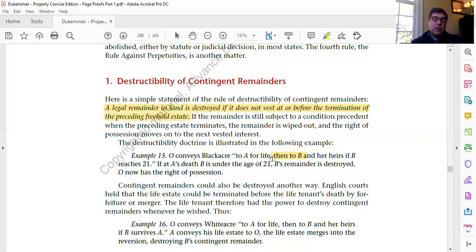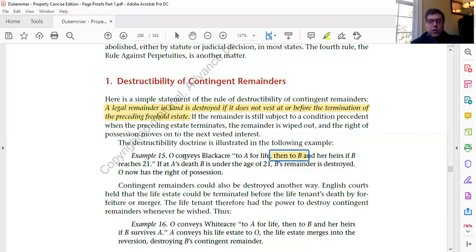Now, is it contingent or is it vested? Remember, two rules for vesting of remainders. One is whether it's to an ascertained person. Here, we've ascertained the taker, it's B. But then the second is whether there is a condition precedent other than natural termination of the preceding estate that has to be satisfied for the interest to vest. And here, B has to reach the age of 21 and is not there yet. And so because of that condition precedent, the future interest in B is a contingent remainder rather than an executory interest and rather than a vested remainder.